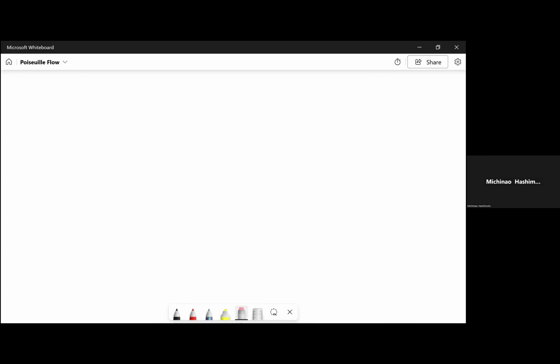Okay, so let's consider the next scenario, which is Poiseuille flow. Unlike the Couette flow, this is nothing but the pressure-driven flow. So let me explain the scenario here.